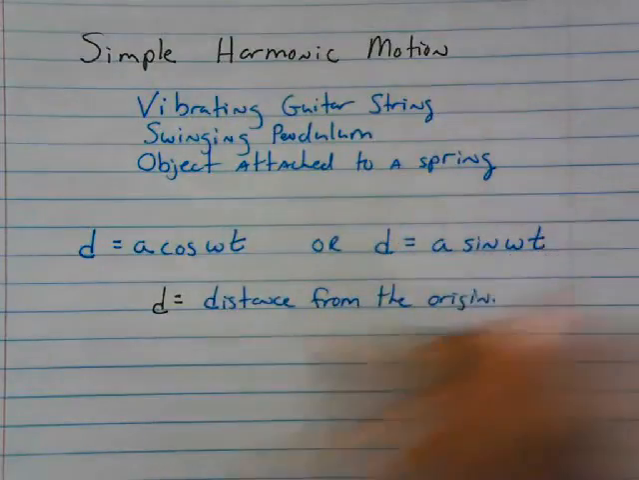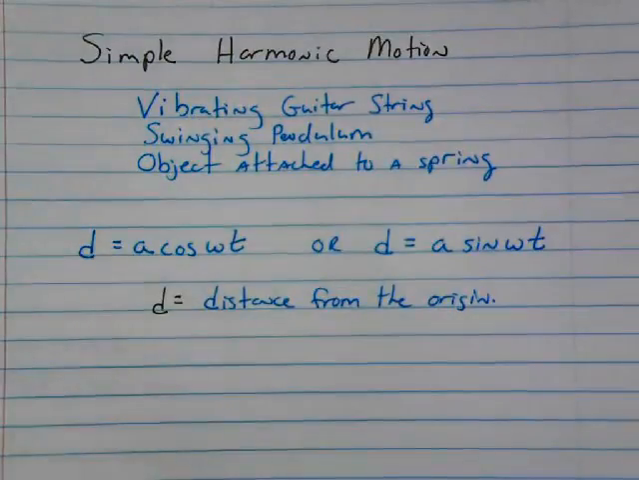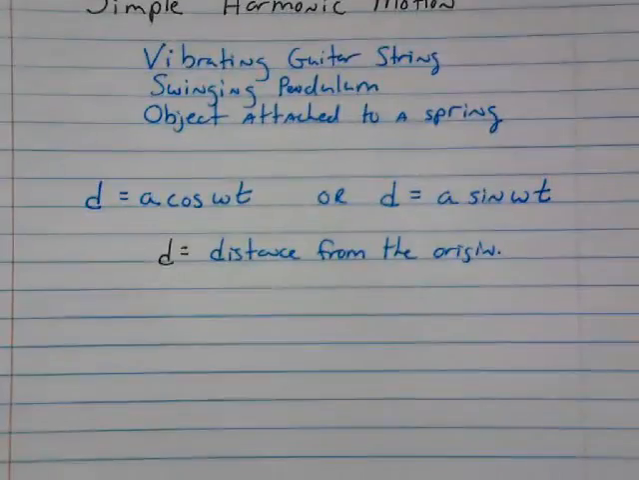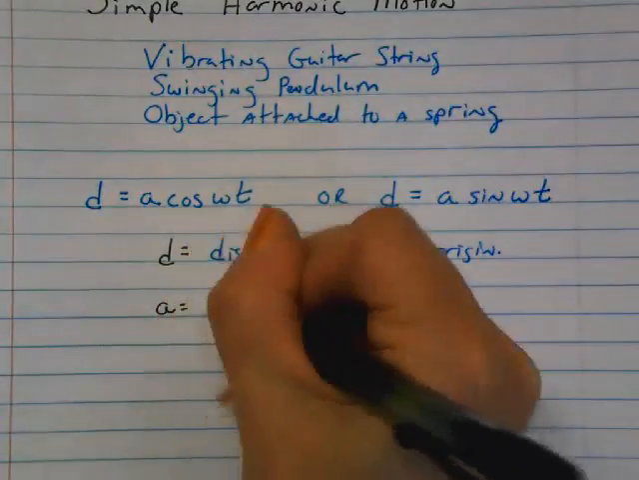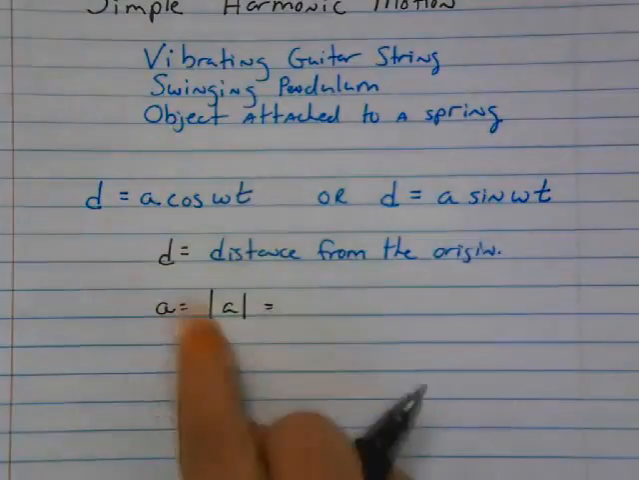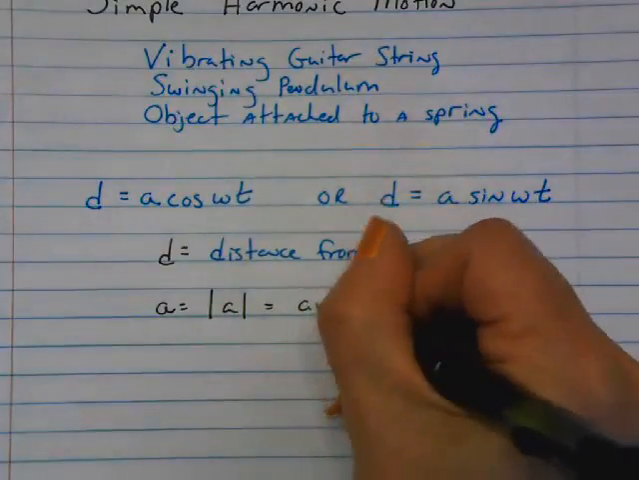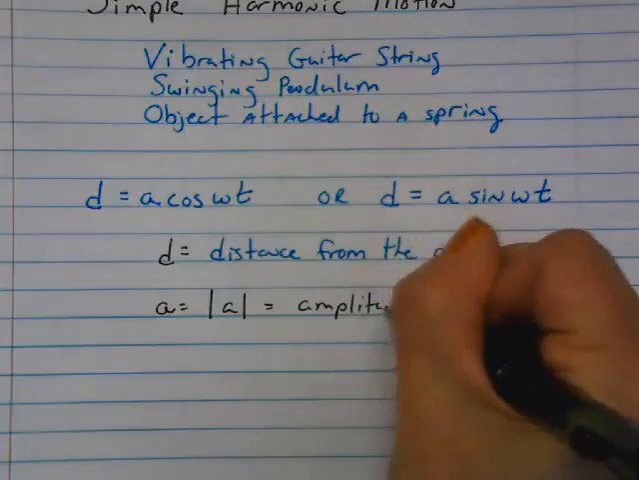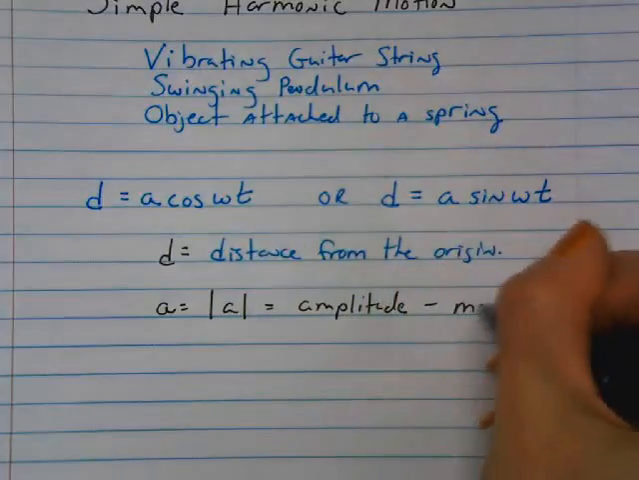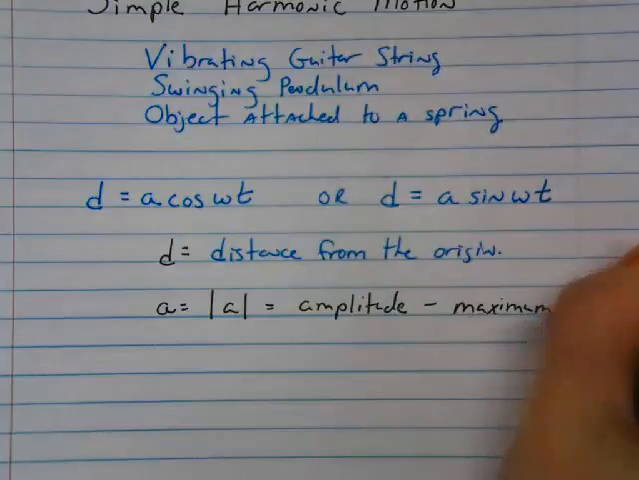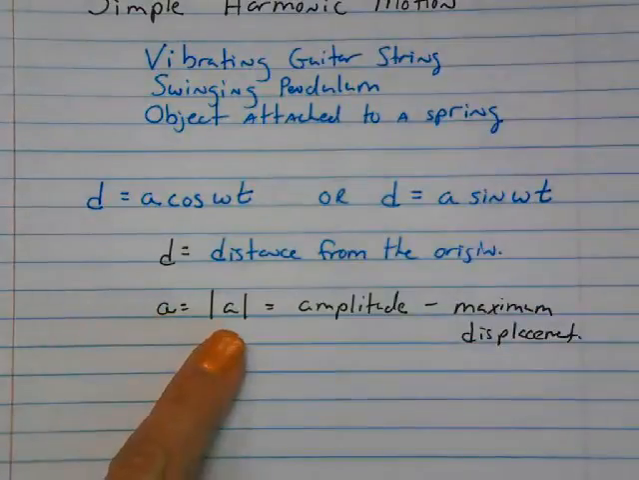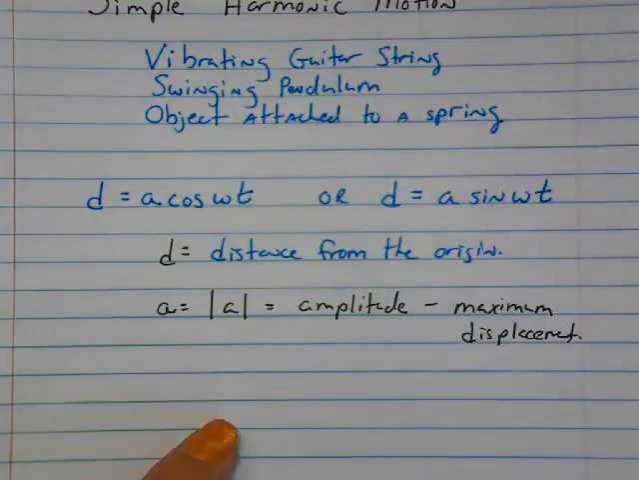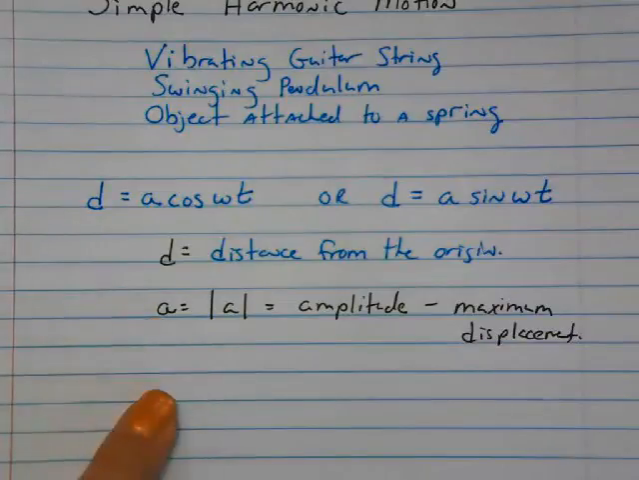In other words, it's how far did you pull the spring down before you let it go. A is the amplitude. And again, we're going to put the absolute value. It's the maximum displacement. And I apologize, this is the one that tells you how far you pulled the spring initially, not D. So amplitude tells us how far we pulled the spring.